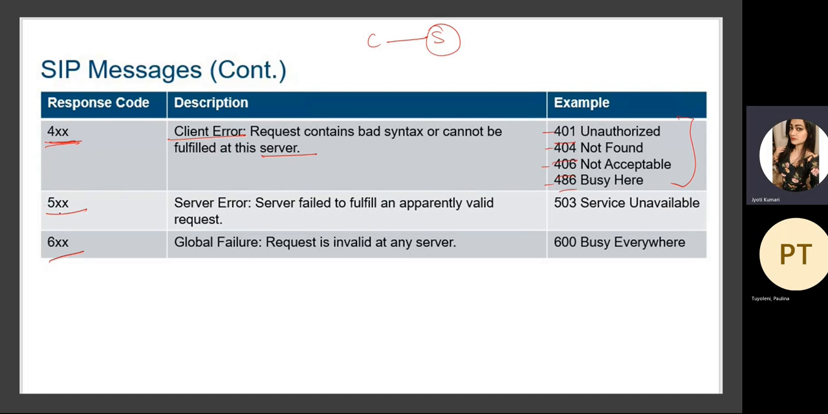So in those cases, these are the different response codes we will get starting with 4, right? Similarly, 500 series response codes are server errors. The server failed to fulfill an apparently valid request. So the service is unavailable.